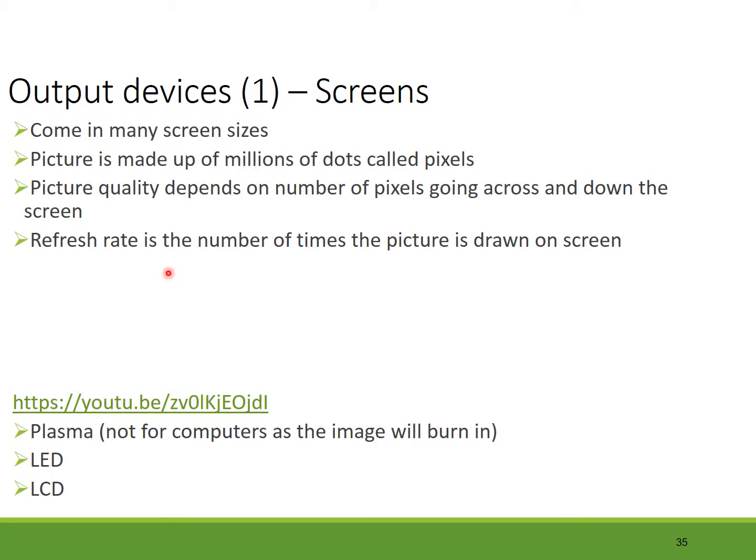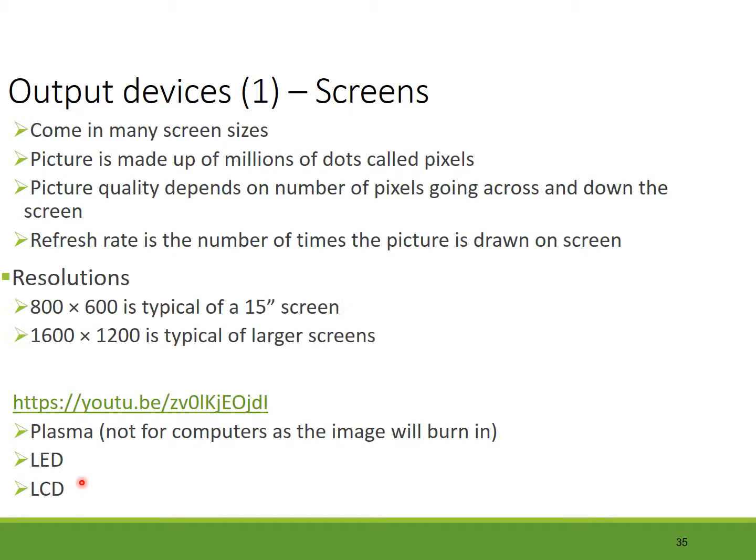Hit pause now in the video and you can watch this video down here to see the different types of screens that are available. Okay, the main ones that are available: plasma, which are generally not used for computers because the image will burn onto it, and you've got LED and LCD screens. But take a look at the video. Okay, so looking at resolutions then, you've got 800 by 600, which is typical for a 15-inch screen, and a higher resolution, if you're projecting onto a larger screen or a projector, is 1600 by 1200.